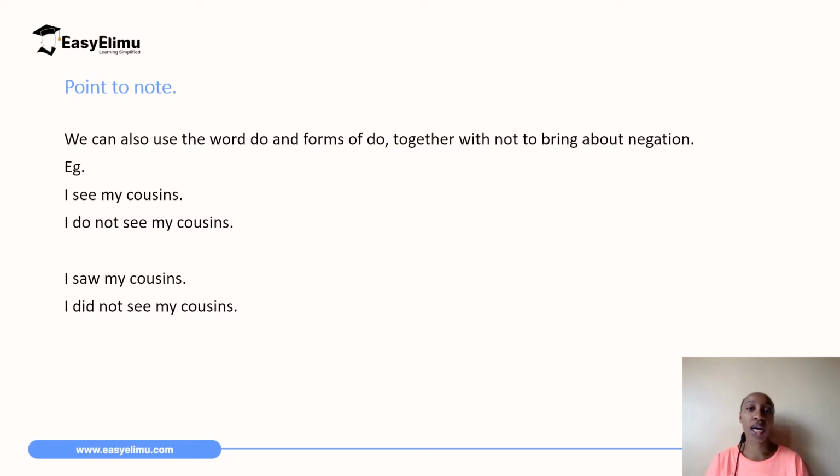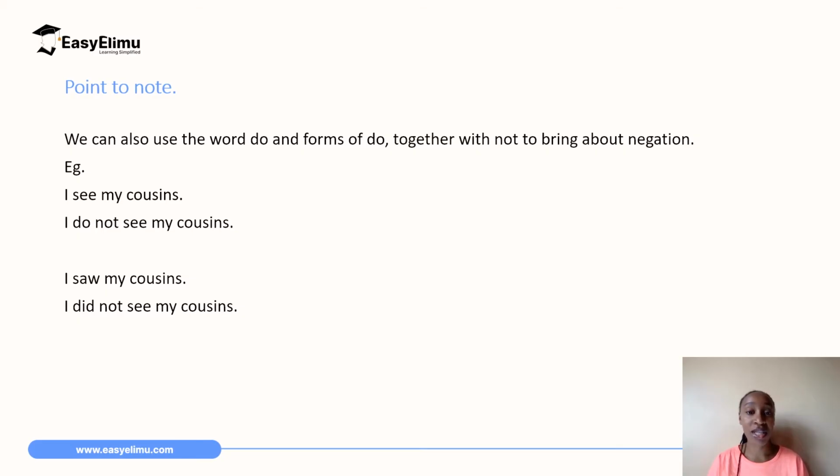So some sentences will require you to introduce the word do to form negation, or the forms of do, like did. I see my cousins. I do not see my cousins. You can't say I not see my cousins. That is not correct. So you have to introduce the word do for that sentence to make grammatical sense.